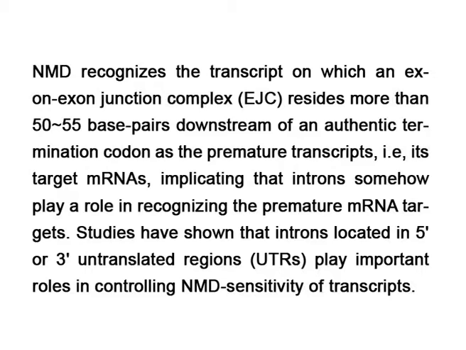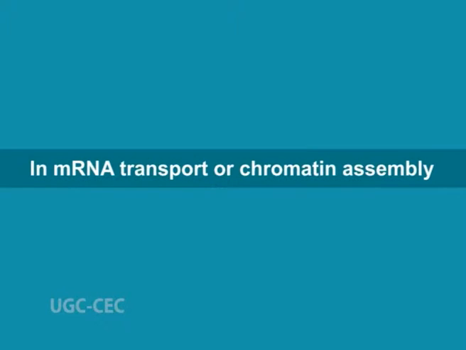Studies have shown that introns located in the 5' or 3' untranslated regions play important roles in controlling NMD sensitivity of transcripts. In mRNA transport and chromatin assembly, it has been reported that spliced transcripts are exported faster from the nucleus to the cytoplasm than their unspliced counterparts, indicating an association between the splicing mechanism and nuclear export, although there are some contradictory studies.